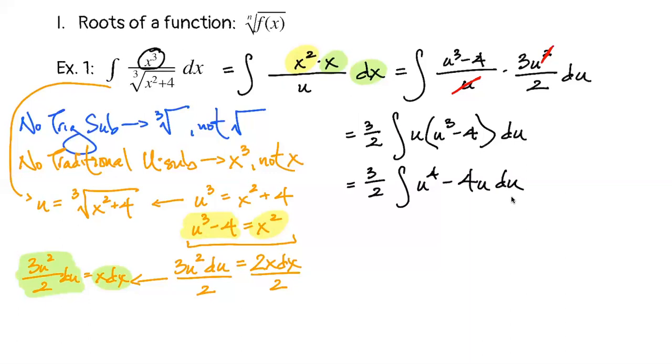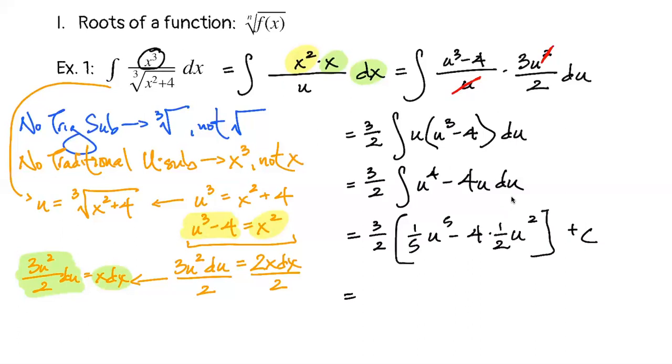And now I just need to use my power rule. No trig subs, no partial fractions, no completing the square, nothing else. Just using some algebra, I was able to get to a situation where all I need to do is use the power rule. So power rule says this is going to be u to the 5th and then a 1/5 in the front. And this one is going to be 4 times u squared, and then I have a 1/2 coefficient there, plus c.